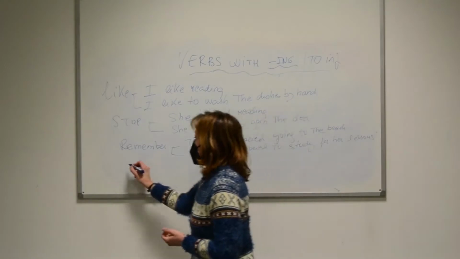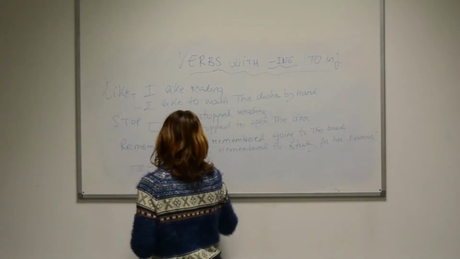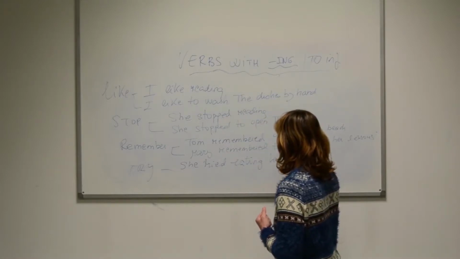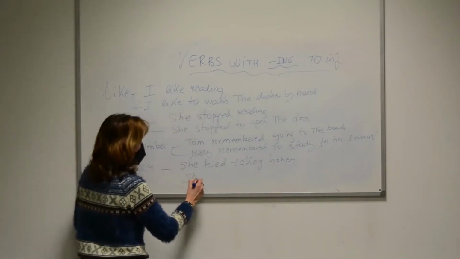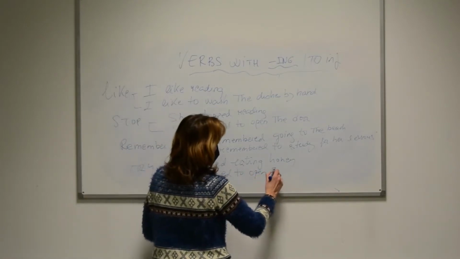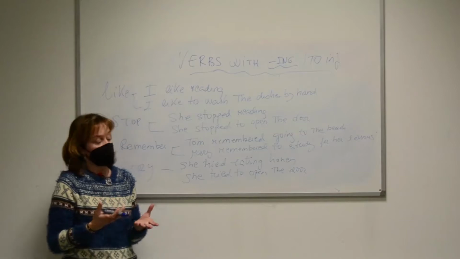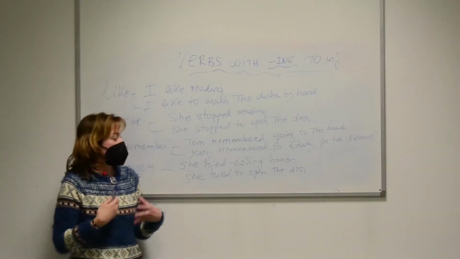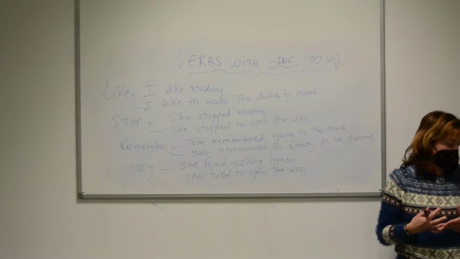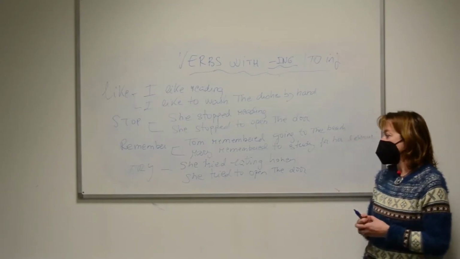And finally, another verb is try. For example, with ing form, she tried eating honey, and with to plus infinitive, she tried to open the door. In the first sentence, she's trying eating, she's doing something, while in the second one, she's making an effort to open the door. It conveys a slight difference: an effort to do something with the infinitive, while the other is a habitual action she usually does, in many cases.